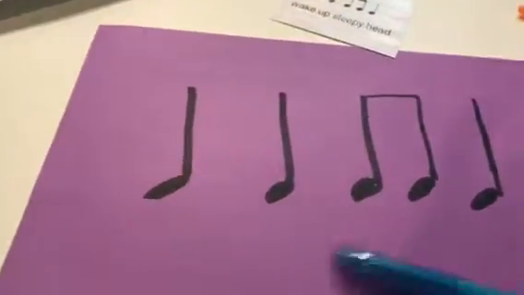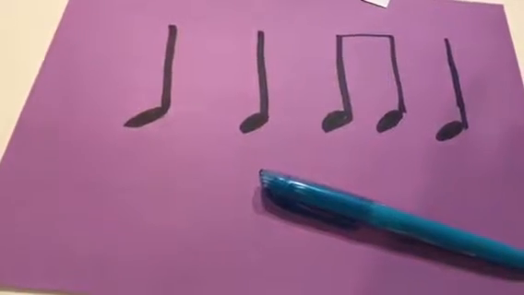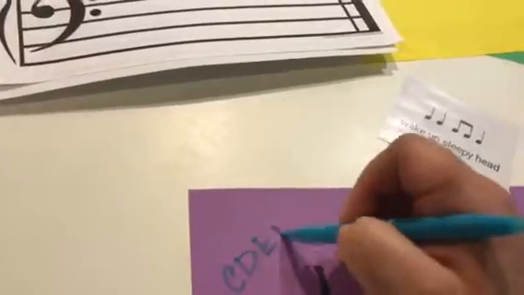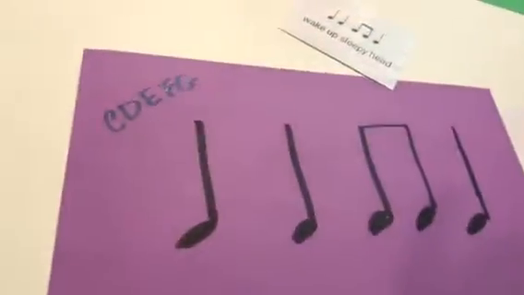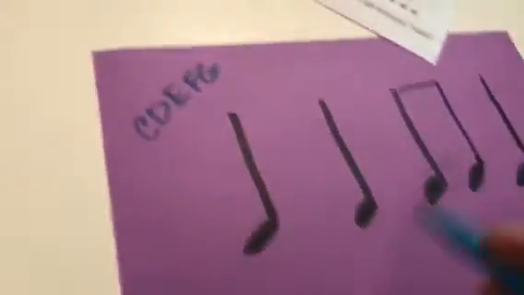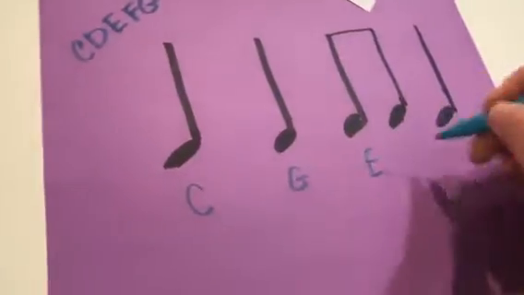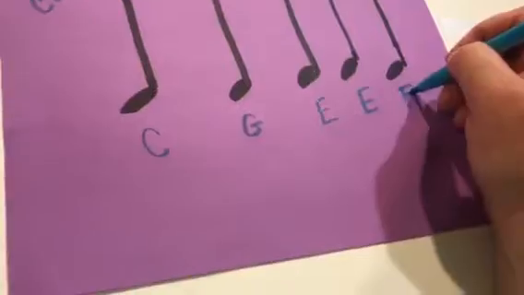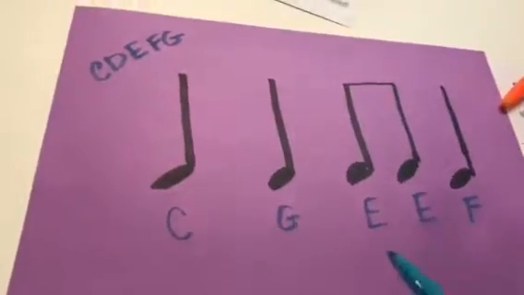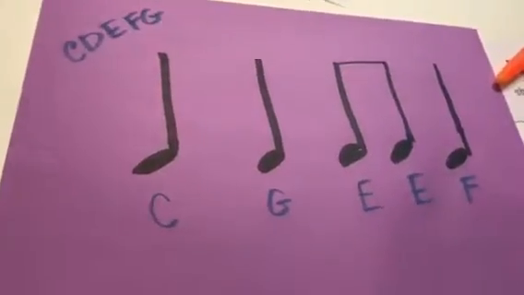Okay, then I'm going to take something erasable, either a pencil or an erasable highlighter, and I'm going to choose from these 5 notes. So my 5 notes that I can choose from are C, D, E, F, and G. I'm just going to plug in one of these notes, one of those letters to each of these notes. So I'm going to just try C, G, E, E, F. Okay, so that would sound something like ta, ta, tee, tee, ta. Okay, I'll try it out.